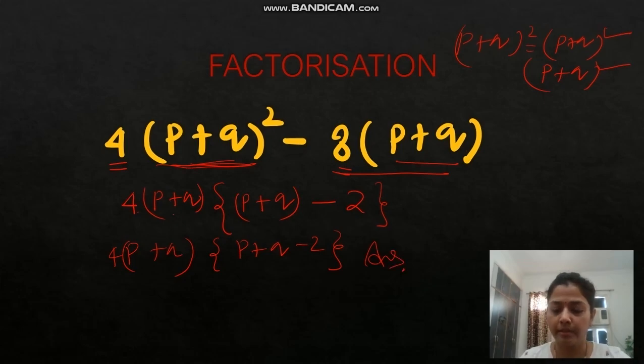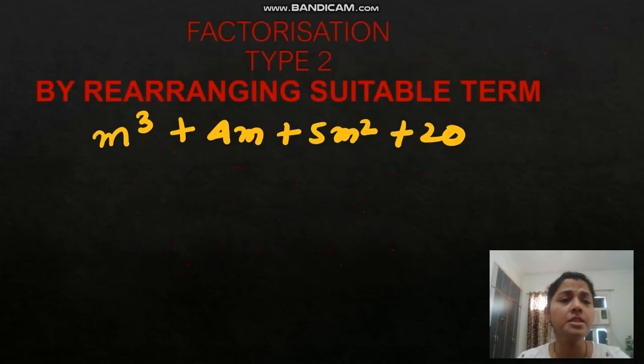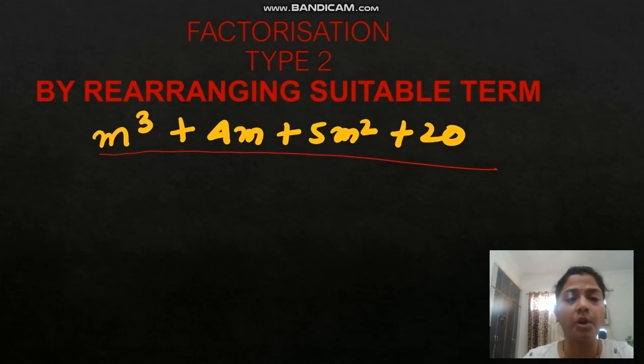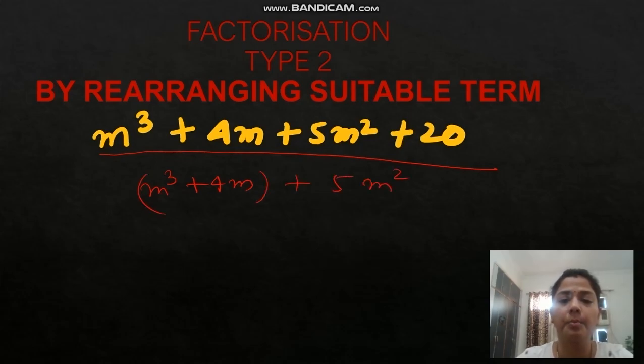Okay, now come to the next one. This is type 2, by rearranging suitable terms. Now what we have to do, you can see the polynomial is there. We have to rearrange this polynomial in such a way that it will become type 1 factorization. So m³ + 4m taking together, plus 5m² + 20 taking together.